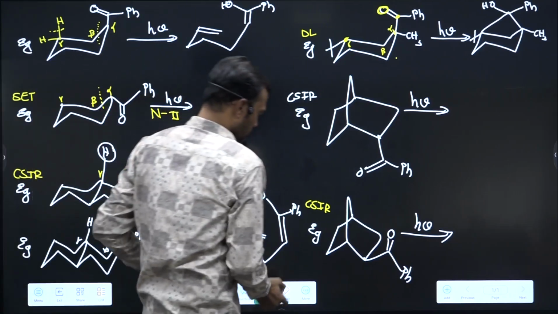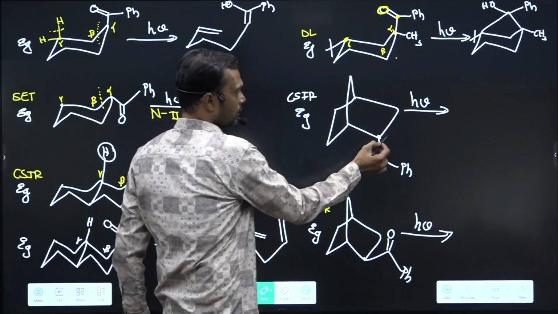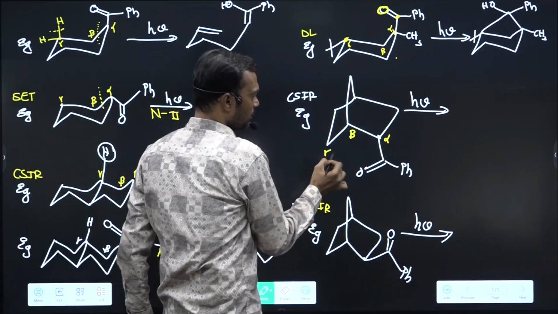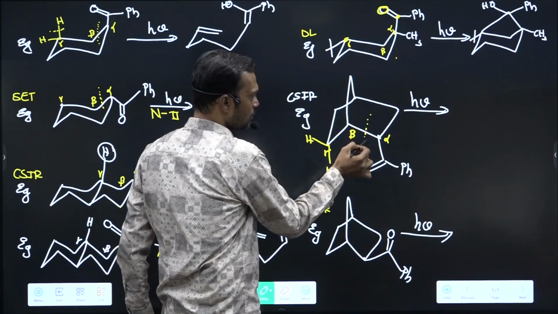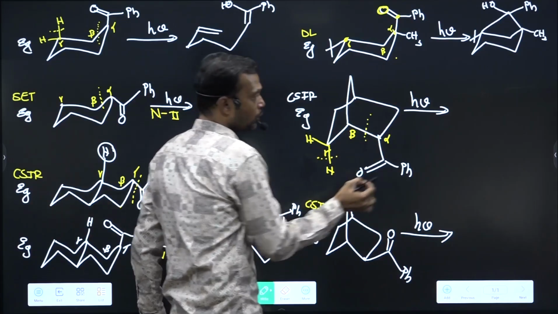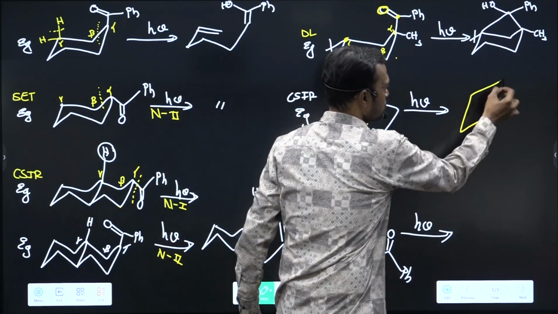So write down the labelings involved in this one. Alpha, beta, gamma. So can I use this hydrogen? Here hydrogen is there. Break it, alpha, beta. Migrate this hydrogen and put a double bond. So we can write like this.